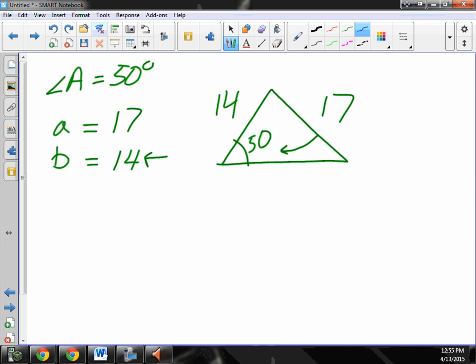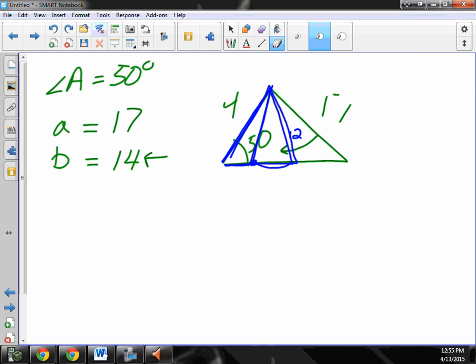So let me try something else. Let's say it was 12. If I swing that 12 over, it will touch again. And then I have, this is my first triangle, and this is my second triangle. But if I swing that 17 over, is it going to hit again? No, because 17 is bigger than 14. So that's one way to tell. If you don't like that way, that's okay. There's another way.